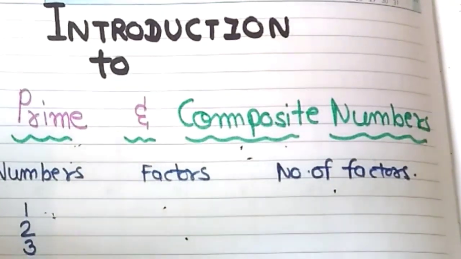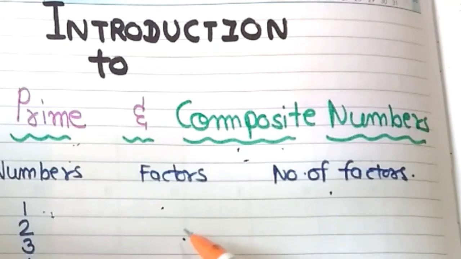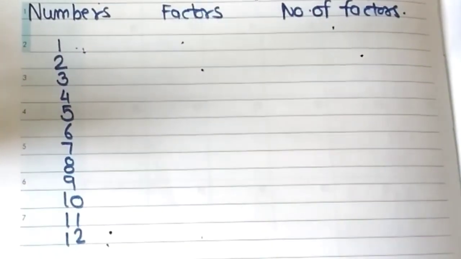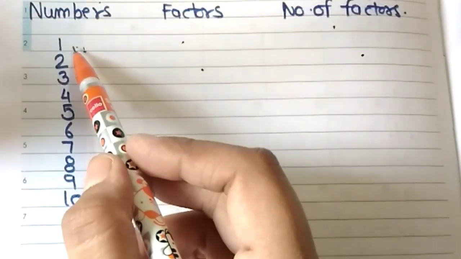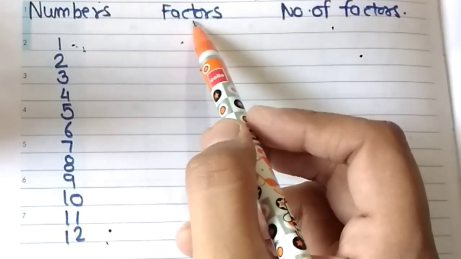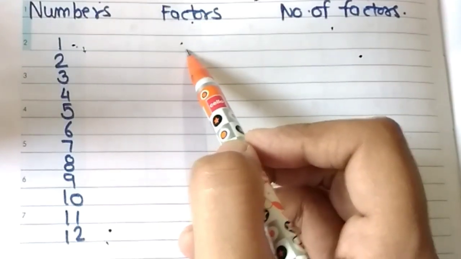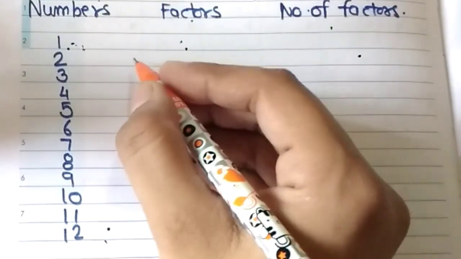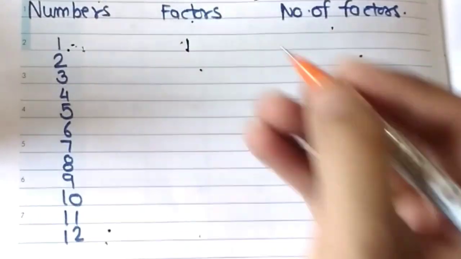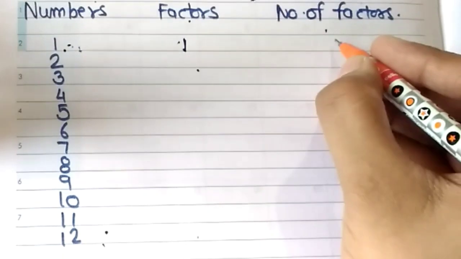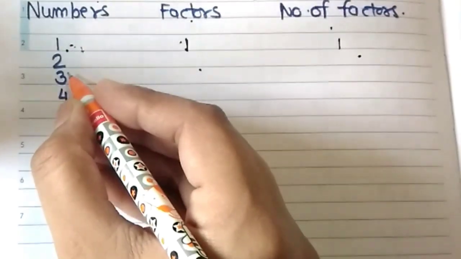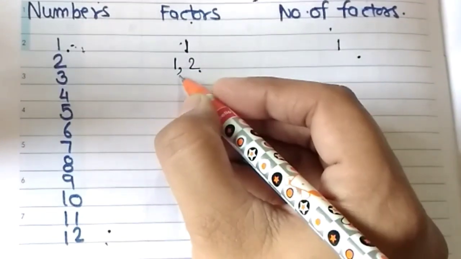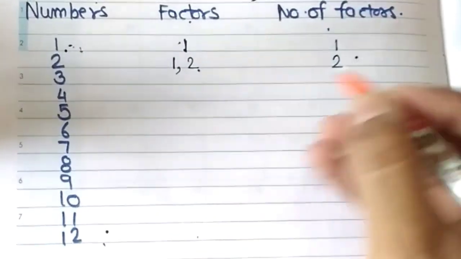So I have written numbers 1 to 12. I'm going to find the factors here, and we will write the number of factors in this column. So let us start. Number 1. How many factors are there? Can you find the factors of number 1? Yes, definitely. Number 1 has only one factor, that is 1. And number of factors is 1. 2. 1 is a factor. 2 is a factor, right? So number of factors are 2.